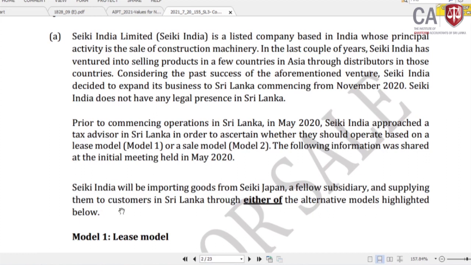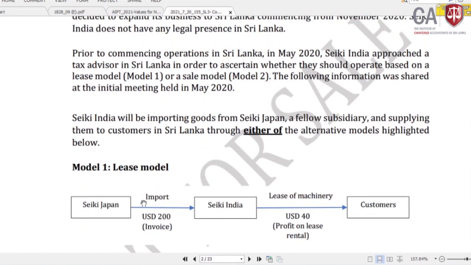Now, what's my business? Sale of construction machinery. I am the Indian company, importing the machineries from Japan, and based in India there are two models. According to these two models, I am going to export the machineries to Sri Lanka. What are these two models? The first one is a lease model. Let me take these two models separately.